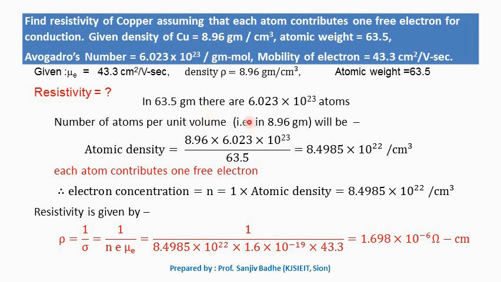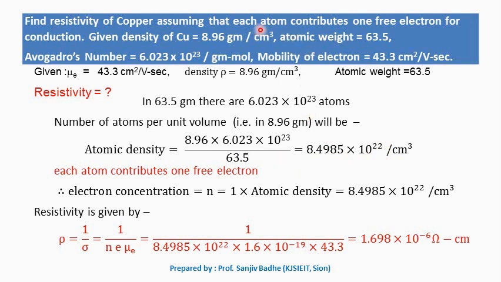So the number of atoms per unit volume will be equal to the number of atoms in mass 8.96 grams. So this number of atoms will be 8.96 into 6.023 into 10 raised to 23 divided by 63.5. So this can be calculated. So the number of atoms per unit volume can be obtained as 8.4985 into 10 raised to 22. So atomic density is 8.4985 into 10 raised to 22 per centimeter cube.